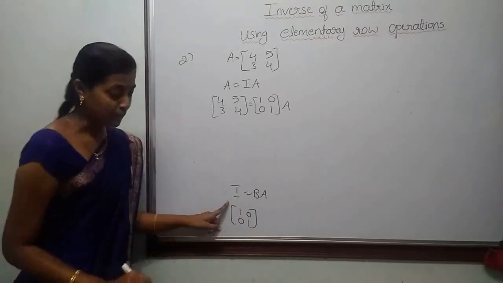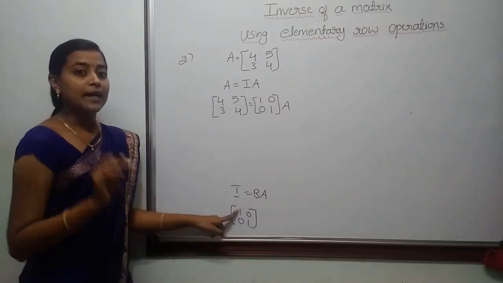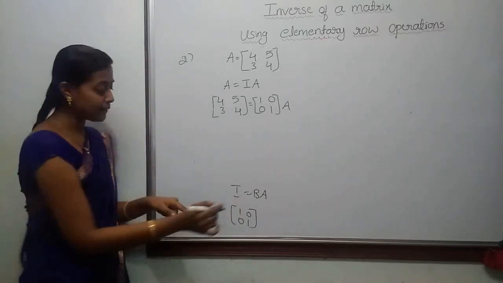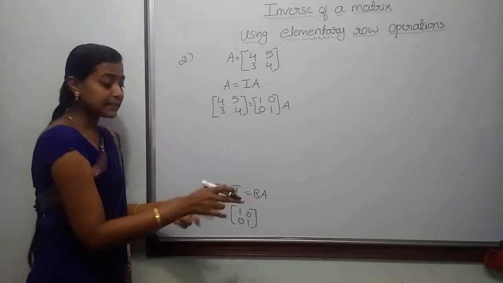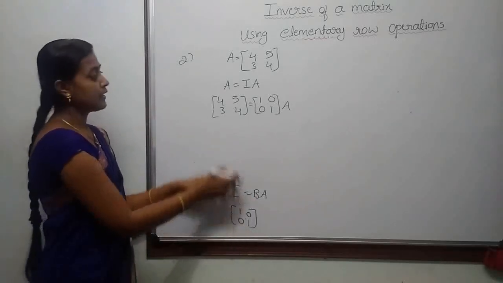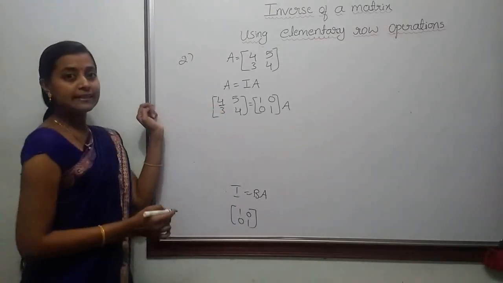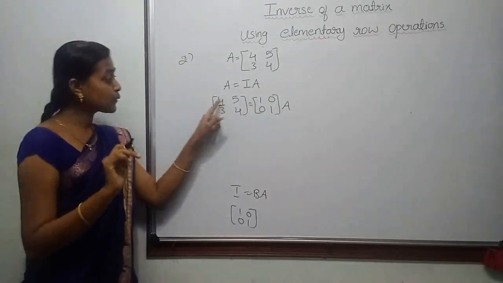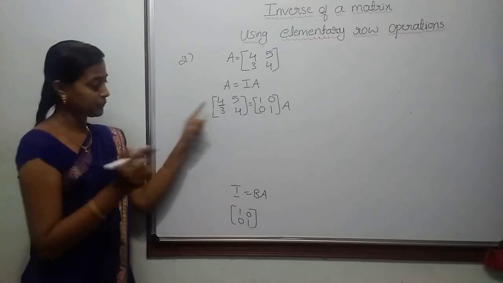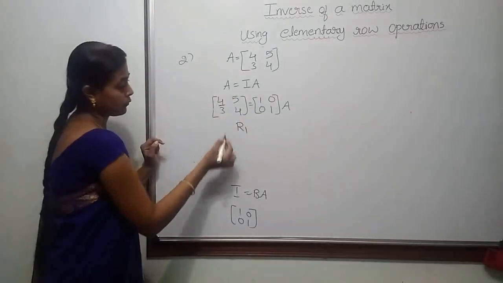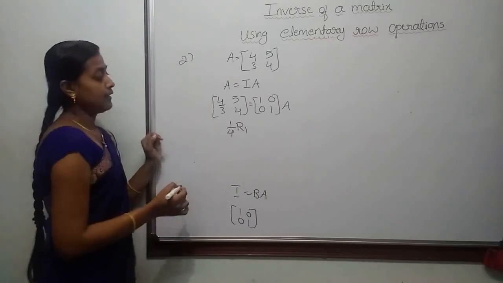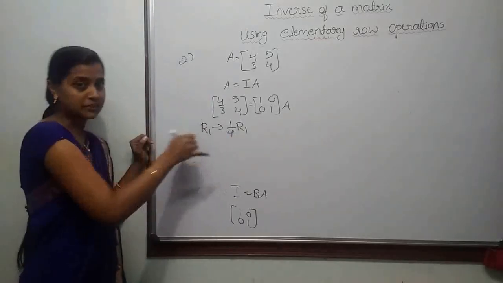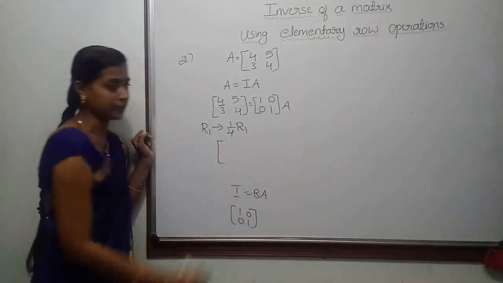What is the first step? Make the first element 1. Remember, whenever we have to make an element 1, what do we have to do? We have to multiply that particular row by the reciprocal of this first element. To make this element, that is element 4, into 1, multiply this row by the reciprocal of the first element 4. Multiply the first row by the reciprocal of 4. We are changing the first row, so I write the changes which we have made in the first row. Let us apply the operation.